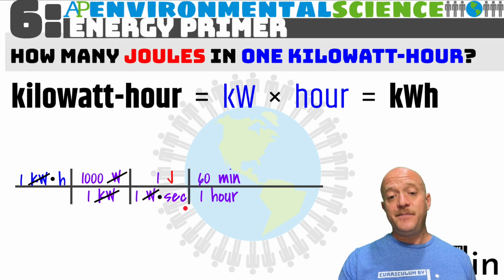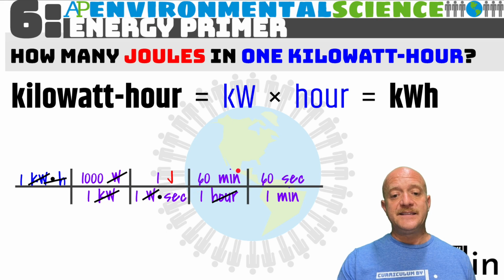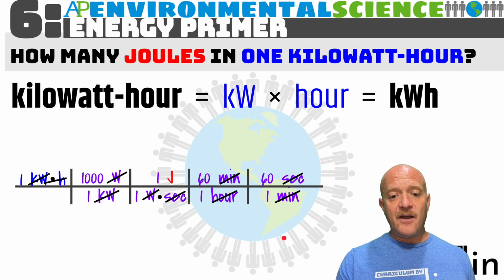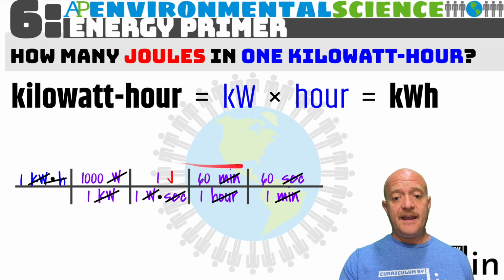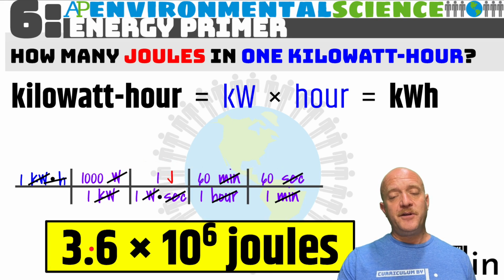I know that 60 minutes are in 1 hour. Great, now I canceled out the hour. Now I have to get between minutes and seconds, and I have 1 minute, 60 seconds. Great, and that cancels out the seconds. Now all I have in the denominator are numbers 1 and no units. All I have on the top is the letter J for joule. And I have 60 times 60 times 1,000, which is 3.6 times 10 to the 6th joules.